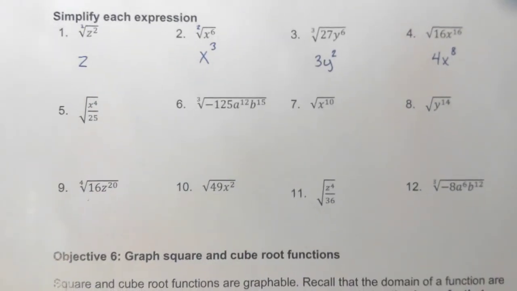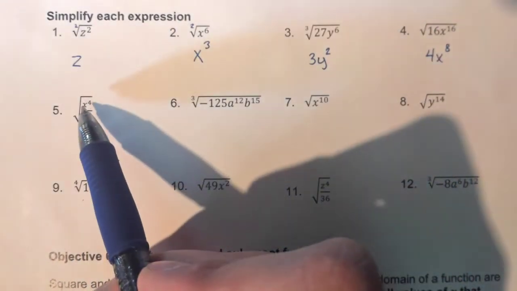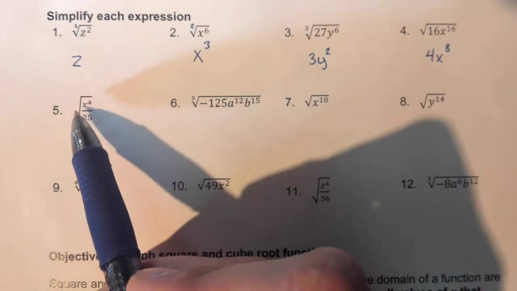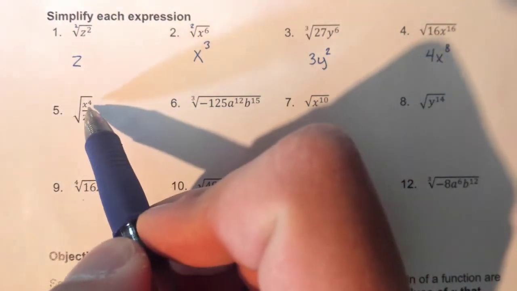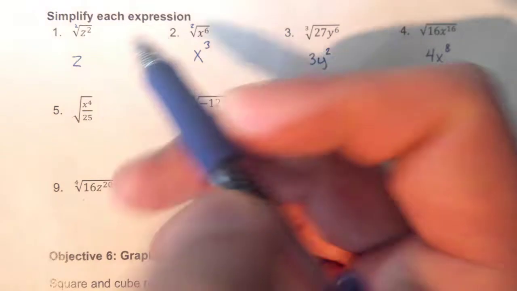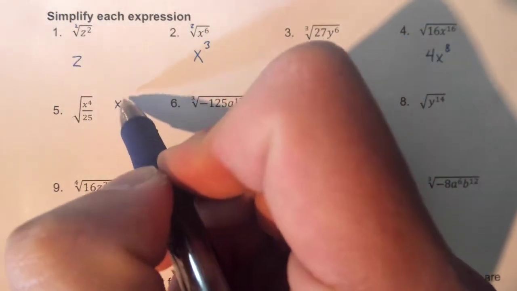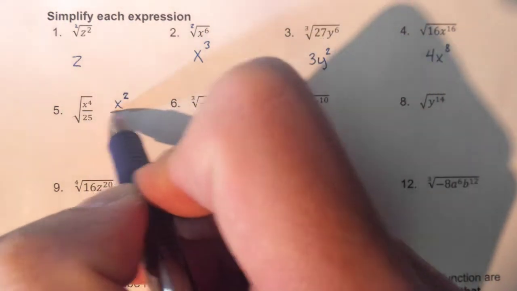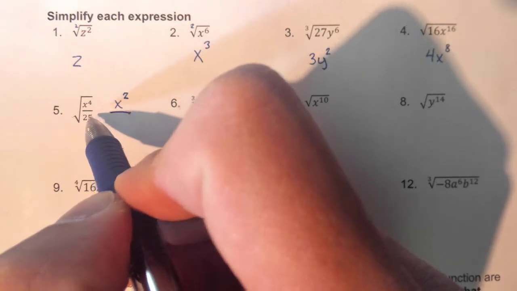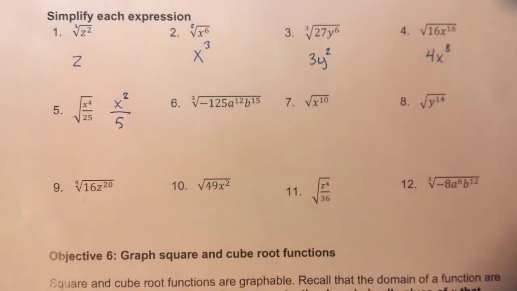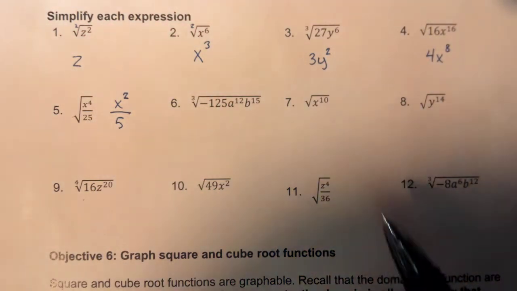On number 5, we have a fraction. So remember, again, just kind of do it piece by piece. Do the top, then do the bottom. Remember, this is still a square root, so x to the 4th, you're going to divide that exponent by 2, so that would be x squared. On bottom, the square root of 25 is 5, because 5 times 5 is 25.